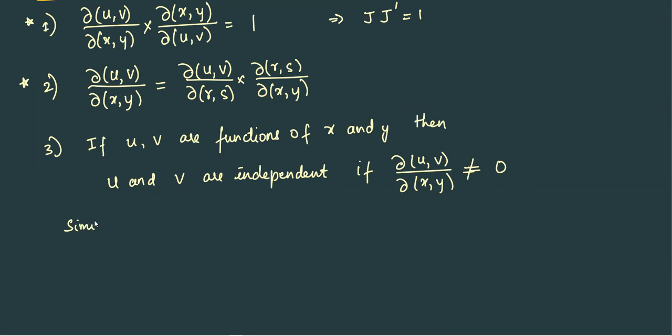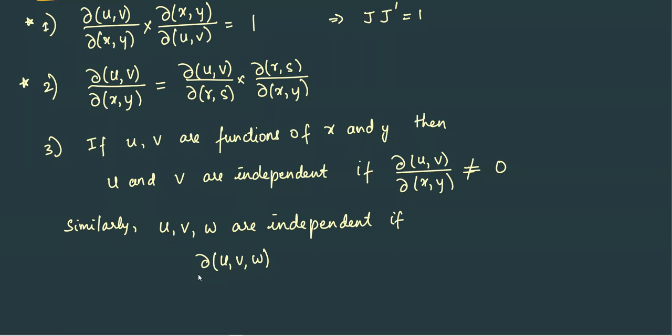Similarly, u comma v comma w are independent if Jacobian of u v w with respect to x comma y comma z is not equal to 0, if u v w are functions of x, y, and z. All right. So these are the properties of Jacobian.